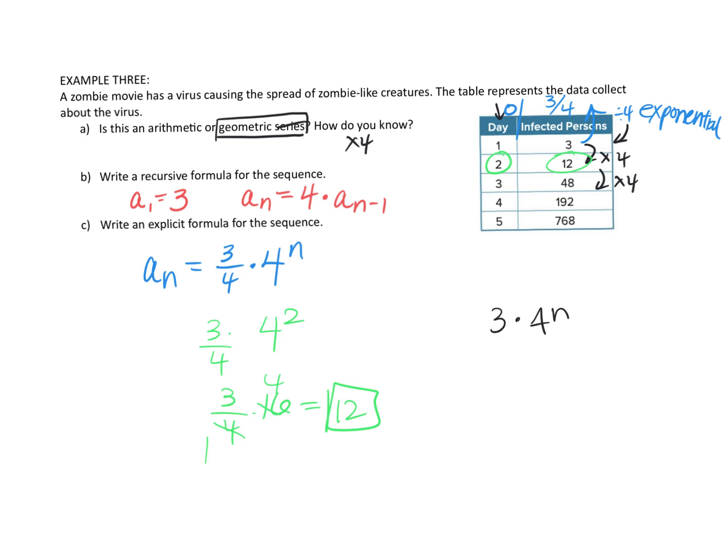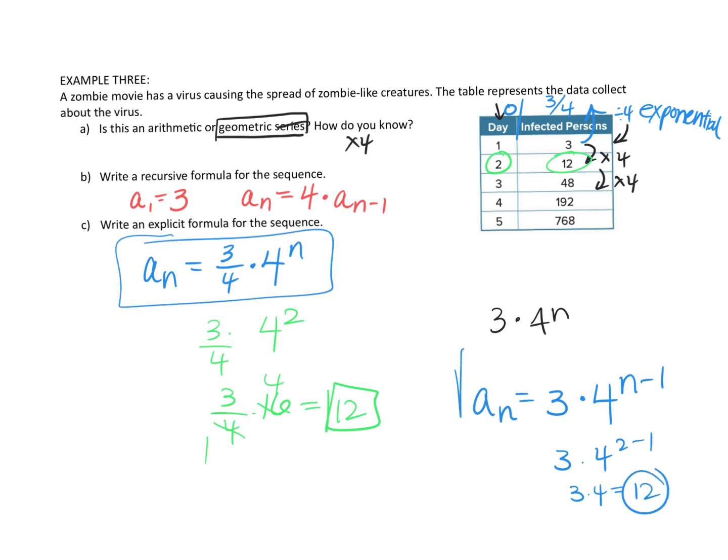Now let's do the other rule, the technically correct one. I'll do it in blue over here. To find any term, you can start with the first term. So I can do 3 times, the multiplier is 4, to the n minus 1. Again, let's just test out 2 if I'm trying to find the second term. 3 times 4 to the 2 minus 1. 2 minus 1 is 1. So 3 times 4 is 12. So again, both of these rules work. They're just written differently, and you can choose either one.